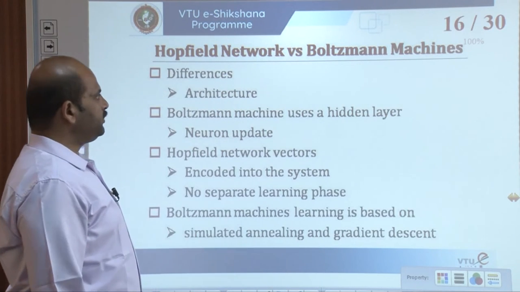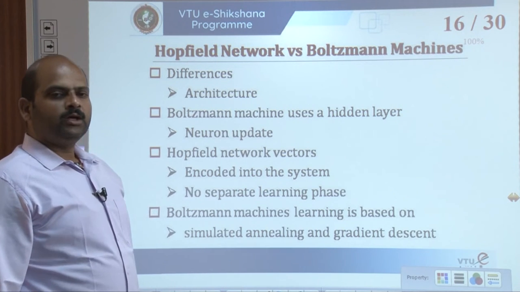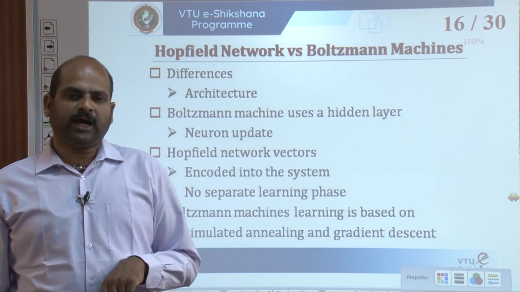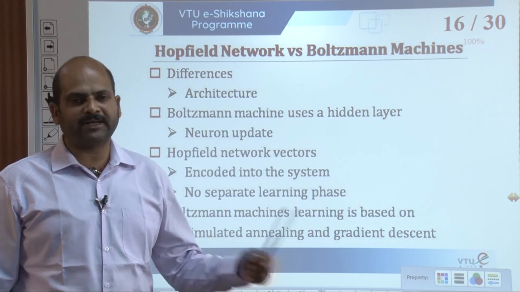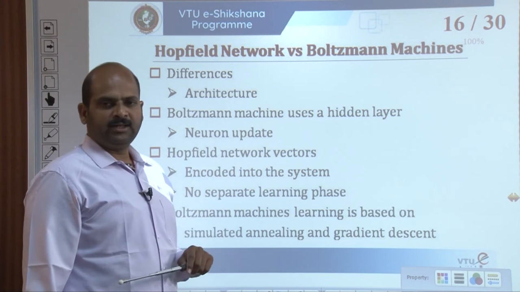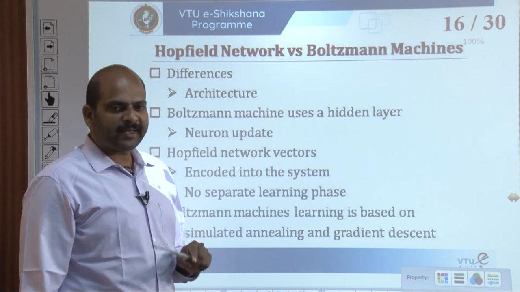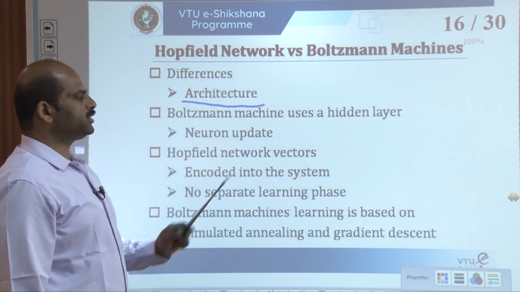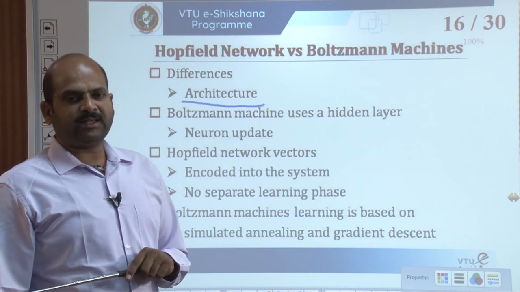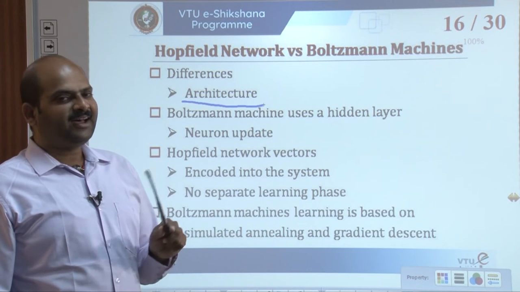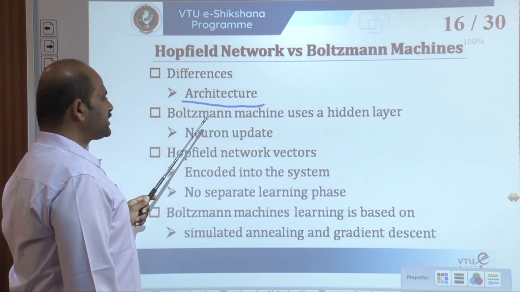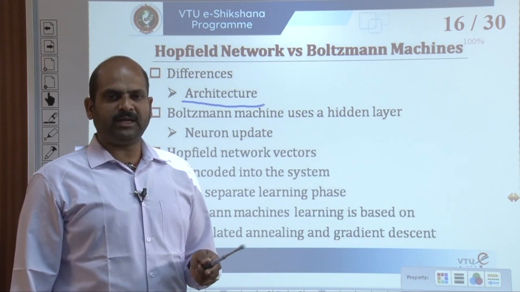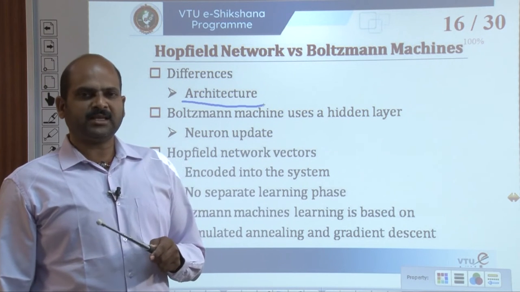Let us see the differences between the Hopfield network and the Boltzmann machine. The differences are in architecture. The presence of a hidden layer of neurons makes the Boltzmann machine architecturally different from the Hopfield network. As we have seen in the figure, the hidden layers of neurons make the difference. That is the first difference. Architecturally both are different. And the neuron update in the Hopfield network is deterministic, whereas in the Boltzmann machine it is stochastic. That is the second difference, the neuron update.